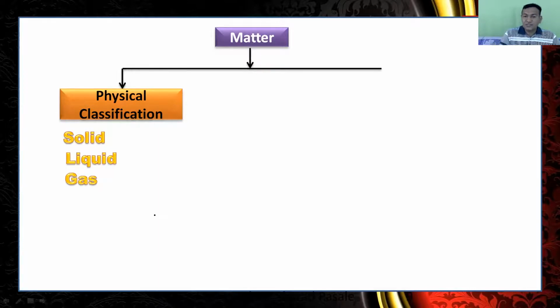So here I would like to tell you, rather than three types, these are the states of matter. Okay. Physical classification, we can say these are the states of matter. Apart from these three states, there are another two states. So do you know this? Okay, I would like to explain.